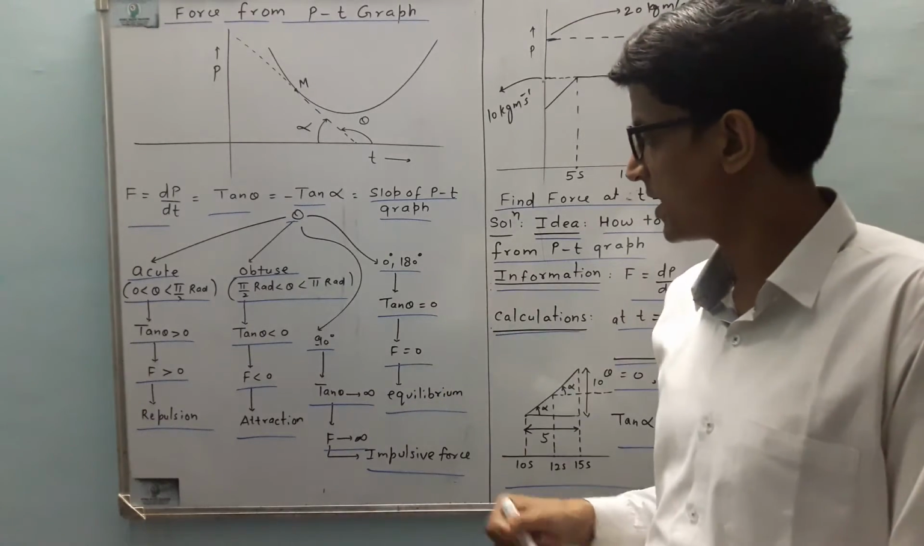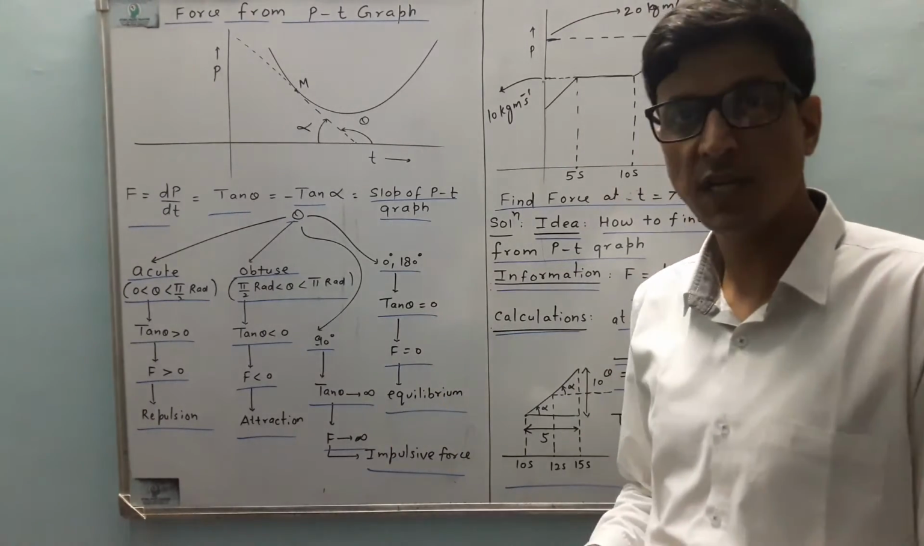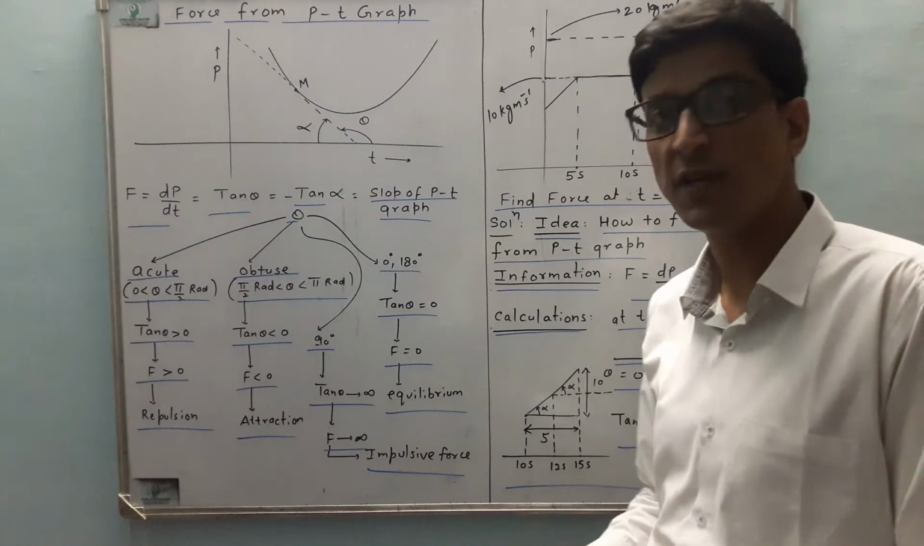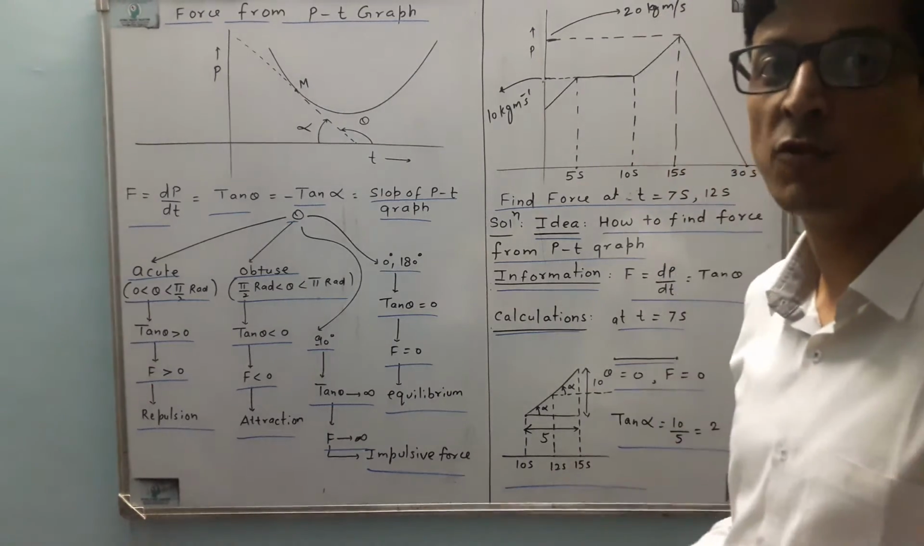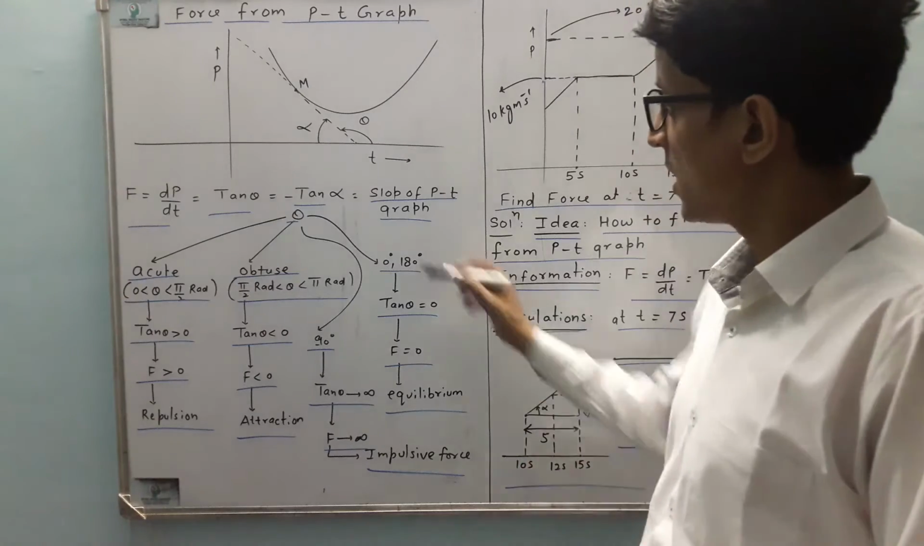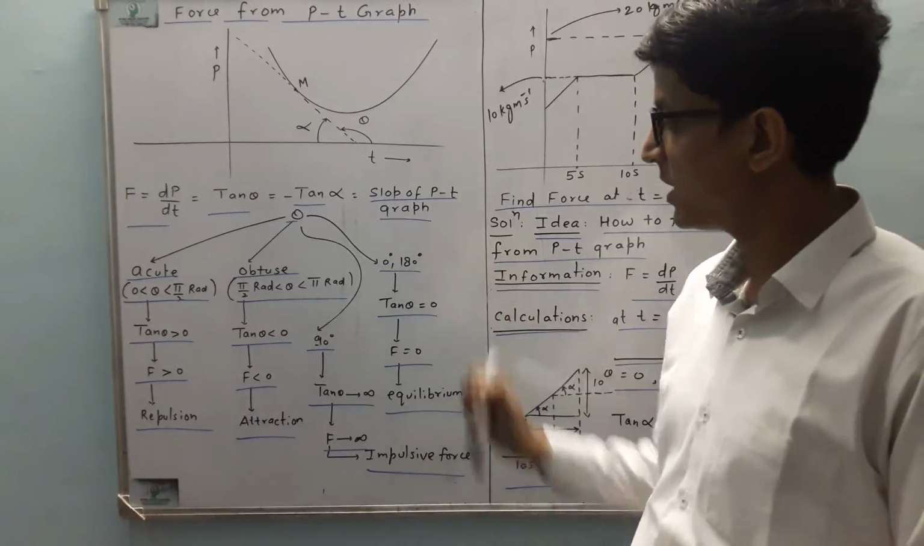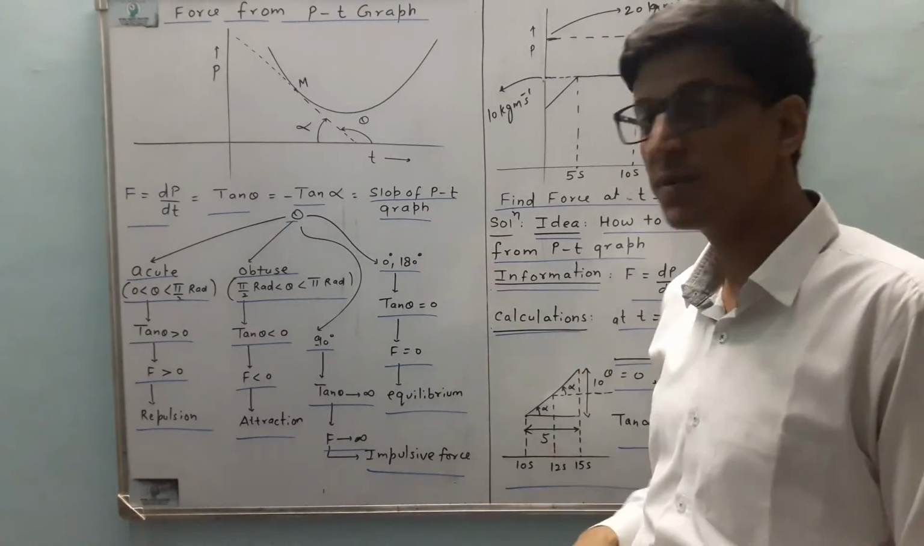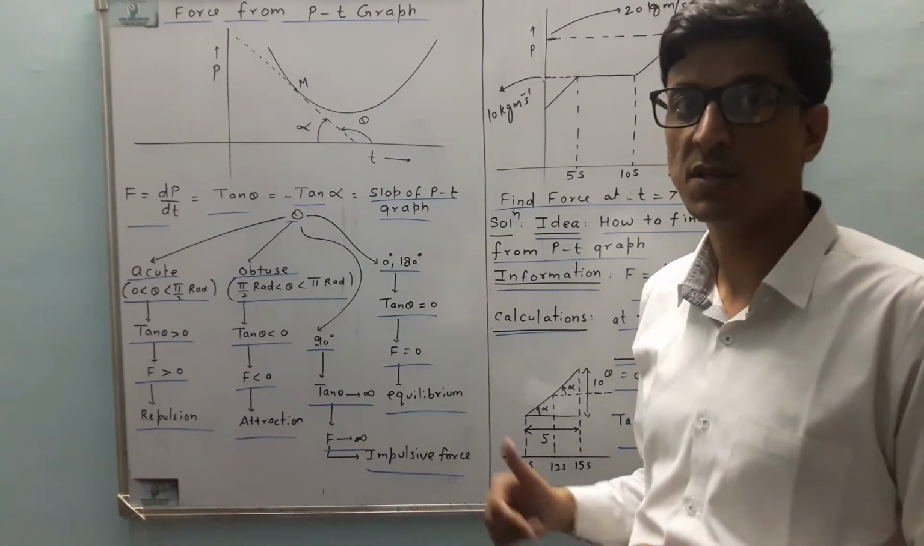If theta is 90 degrees, then tan theta tends to infinity, so force tends to infinity, which is called impulsive force, which has a very great magnitude. If theta is 0 or 180 degrees, then tan theta will be 0 and force will be 0. That means it is called the equilibrium position.